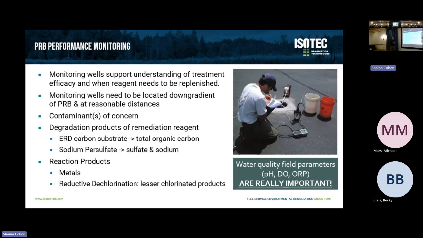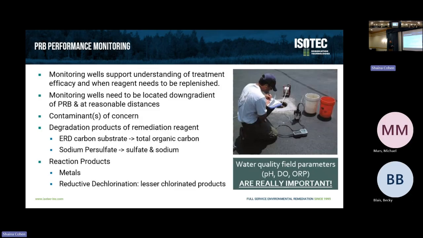And in monitoring our PRB, and this slide's a little more focused on performance, so after the PRB is in, we want to really support the two most important questions. Efficacy: how well does our PRB work? Is our contaminant coming in and then not going out? Are we getting really good treatment in the PRB? And when the reagent may need to be replenished.